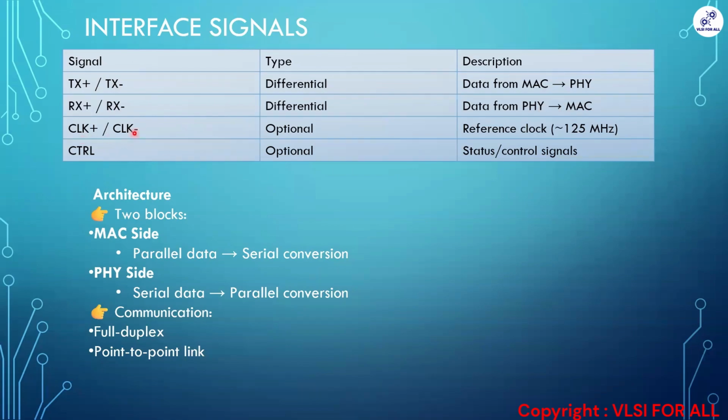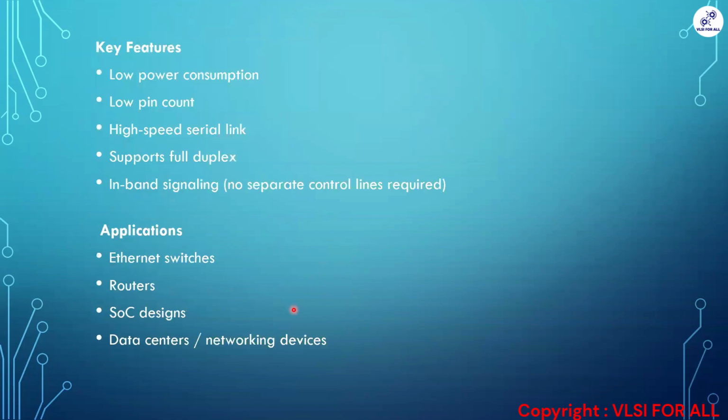And the clock positive and clock negative controls are optional. And in SGMII, we are using a clock of 125 megahertz, and we have an architecture of MAC side and PHY side. On the MAC side, parallel data is converted to serial. On the physical layer side, the PHY side, we convert serial data to parallel. Communication type is full duplex and it's a point to point link.